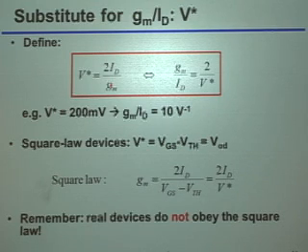Okay? So of course I can rearrange this, and this is where that original GM over ID parameter came into the picture. This is just to say that by definition, GM over ID is equal to 2 over V star. Or to say it another way, if I chose a V star of 200 millivolts, my GM over ID would be 10 inverse volts. Okay? So, why do you guys think I chose to define V star this particular way? What's kind of nice about this definition?